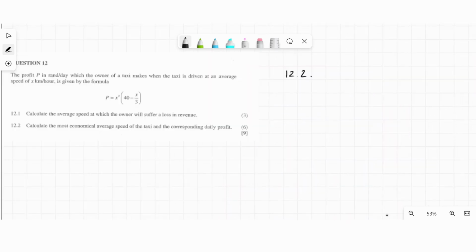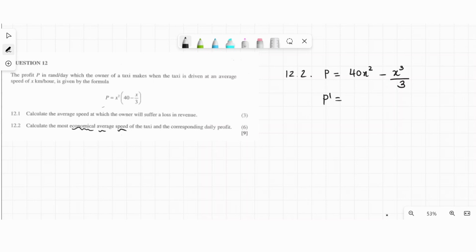12.2 says calculate the most economical average speed of the taxi and the corresponding profit. So we need to find the maximum, the economical, which means I need to find P prime. So I need to differentiate this. I know that P equals, I'm going to distribute x so that I can differentiate it properly. It's going to give me 40x squared minus x cubed divided by 3. Then I can find P prime to find what? The economical average speed, the best speed, basically.